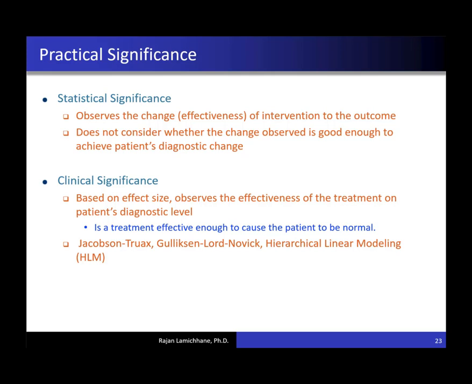Meaning, is the treatment effective enough to cause the patient to be normal? Is there significant change in the patient's outcome, not just the data? So clinical significance is not the same as statistical significance, and sometimes you may observe statistical significance but not clinical significance, and sometimes you may observe clinical significance but not statistical significance. For clinical significance, there are some techniques, but usually we don't use them. They are not very often used. Jacobson-Truax or Gulliksen-Lord-Novick techniques, we use them, and hierarchical linear modeling, or HLM, is more popular for clinical significance.